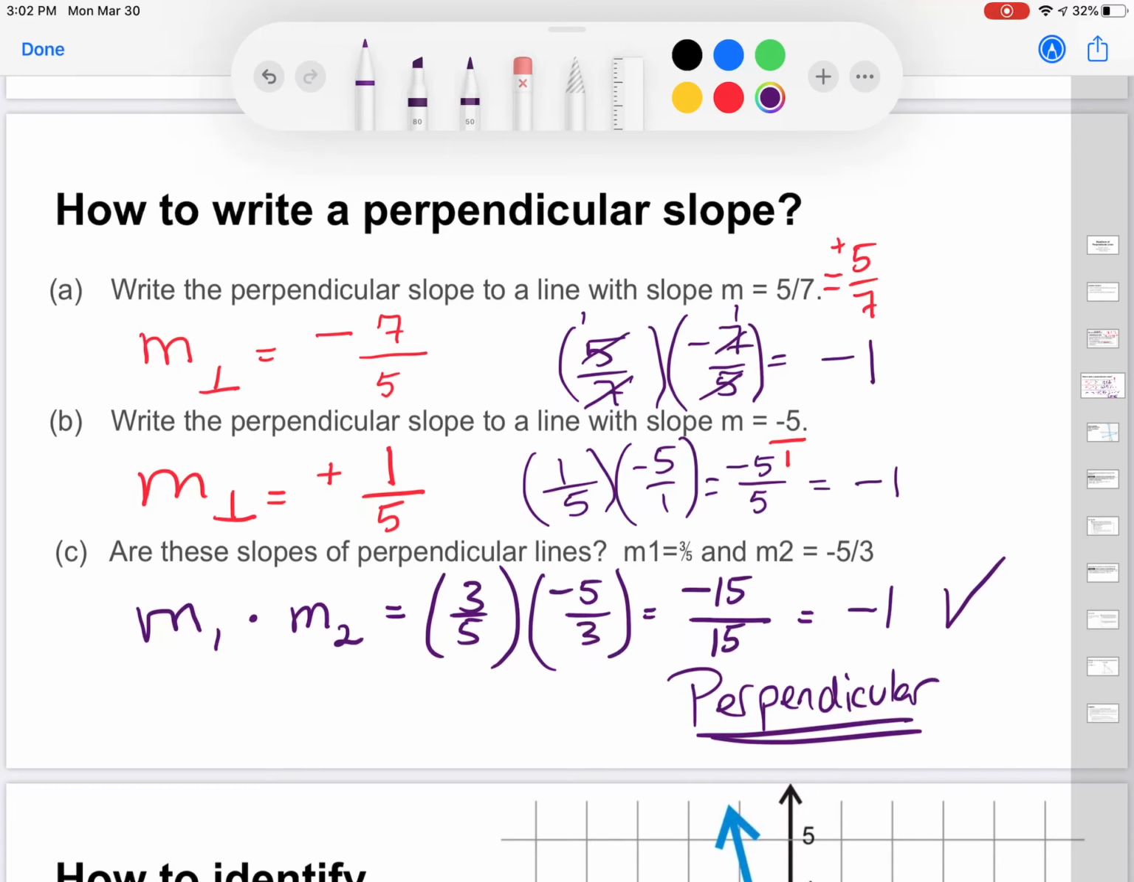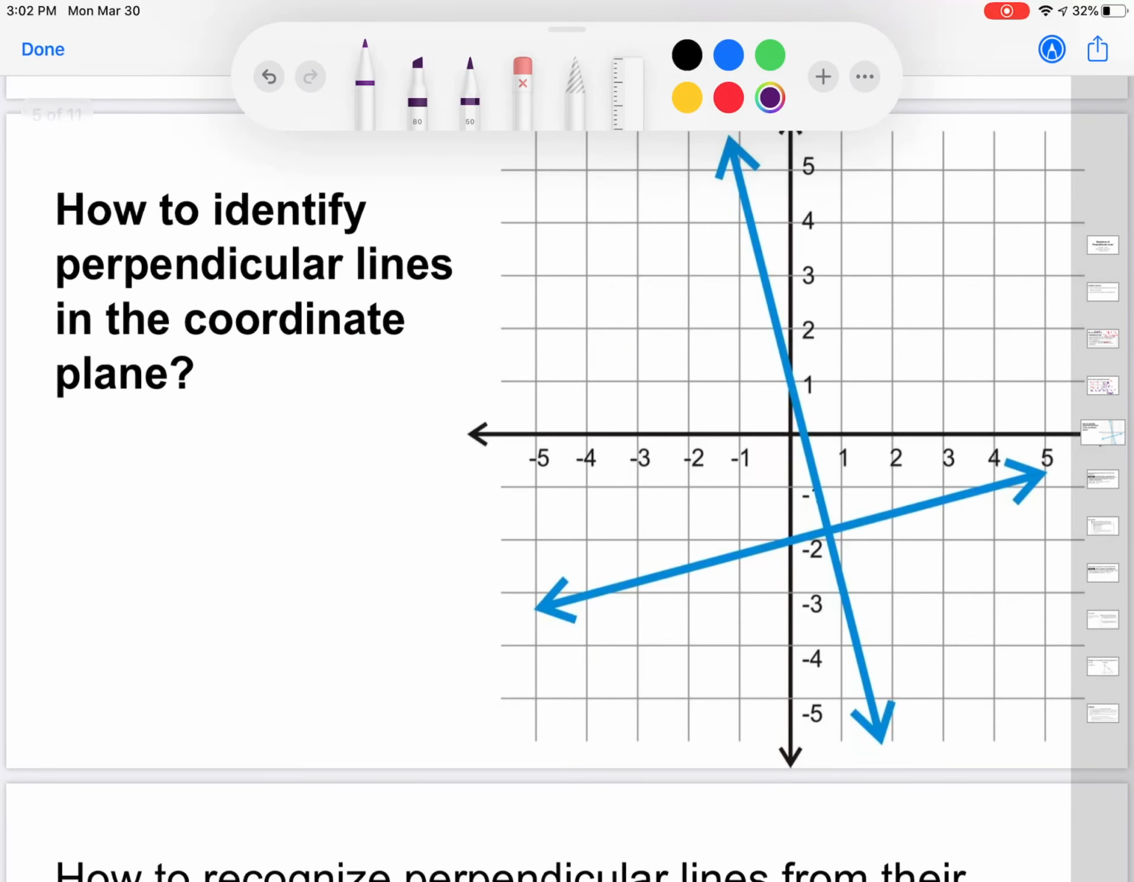So moving on. How do we identify perpendicular lines in the coordinate plane? Well, you guys know from before that I can find the slope of the line that's graphed. And we said perpendicular, you should be thinking slope. If I can find the slope of each line, then I should be able to write the slopes and take their product. And if I get negative 1, or I see by observation that these are indeed negative reciprocals, then I can say that these are perpendicular lines.